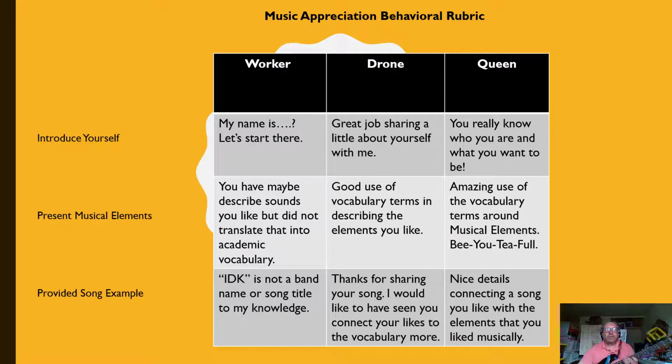Now, here is a rubric that would describe what I just did in the Queen Bee area. In your introduction, if you just stated your name, that does the job. Tell me a little bit more about yourself would be nice. And if you really know who you are, you know where you are, where you want to be, and what you're doing to get there, you can kind of tell. Musical elements. If you do the basics, you've described some sounds, but you really didn't convert it into vocabulary. Good work is you're starting to use the vocabulary. And then Queen Bee is you've totally got it down. You obviously understood what music elements were and what you liked about them.